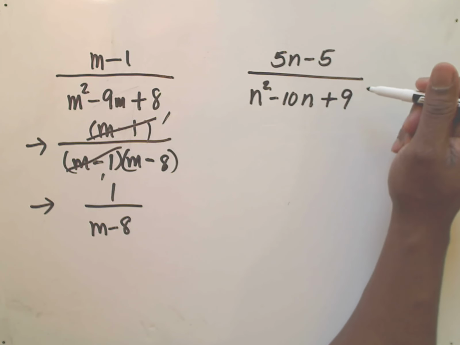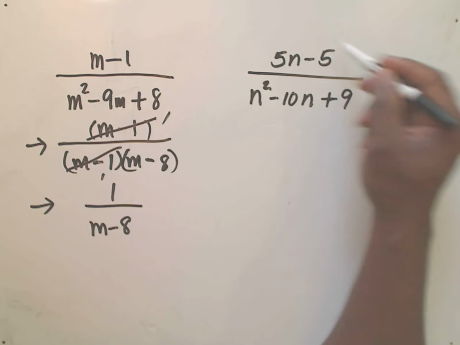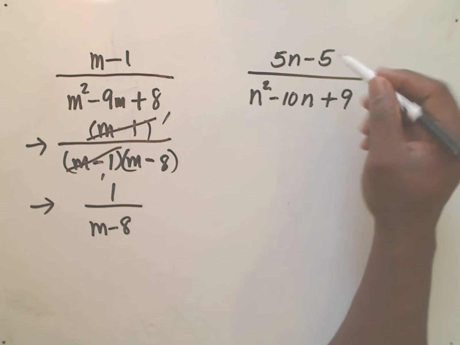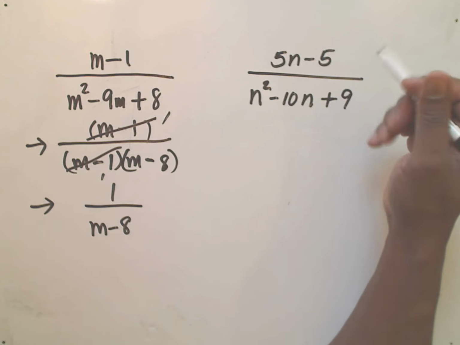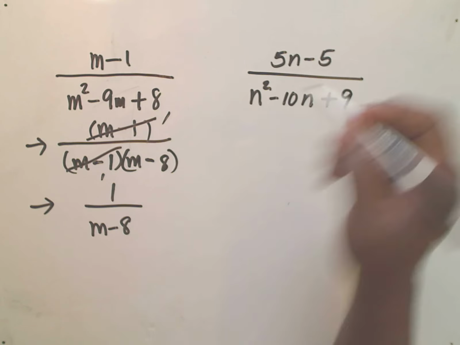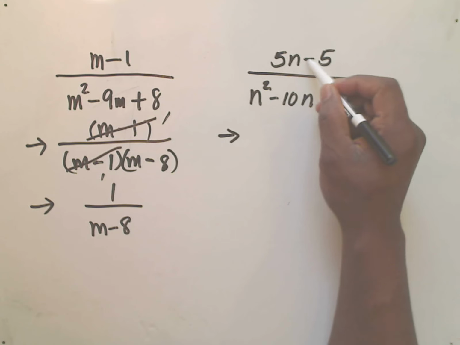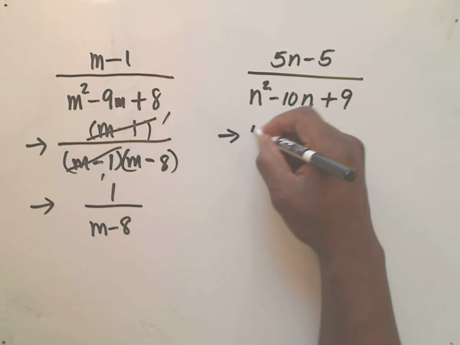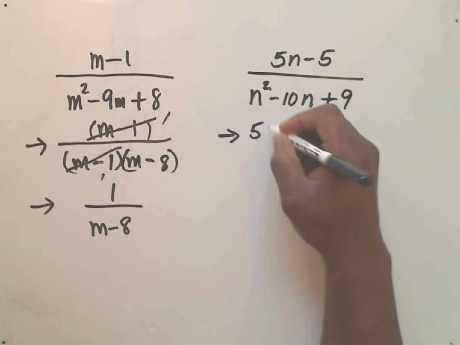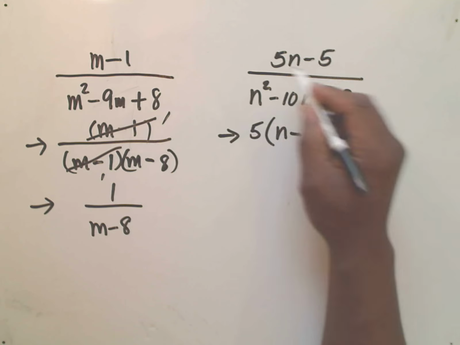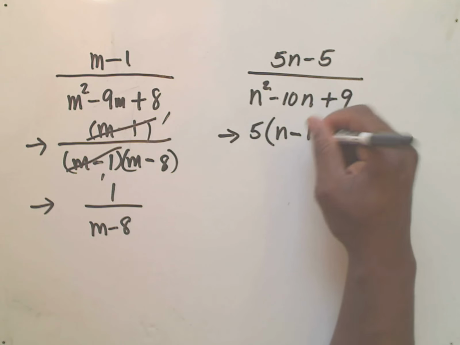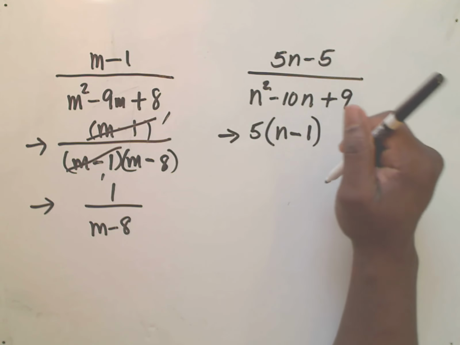Okay, let's attack another simplification problem. And let's go to the numerator and then go to the denominator. So can we factor the numerator in any way? Well, sure we can. We can factor a 5 from each term here. So if I take a 5 from the first term, n is left, minus, and then take a 5 from 5, that's 1. So 5 times 1 is 5.